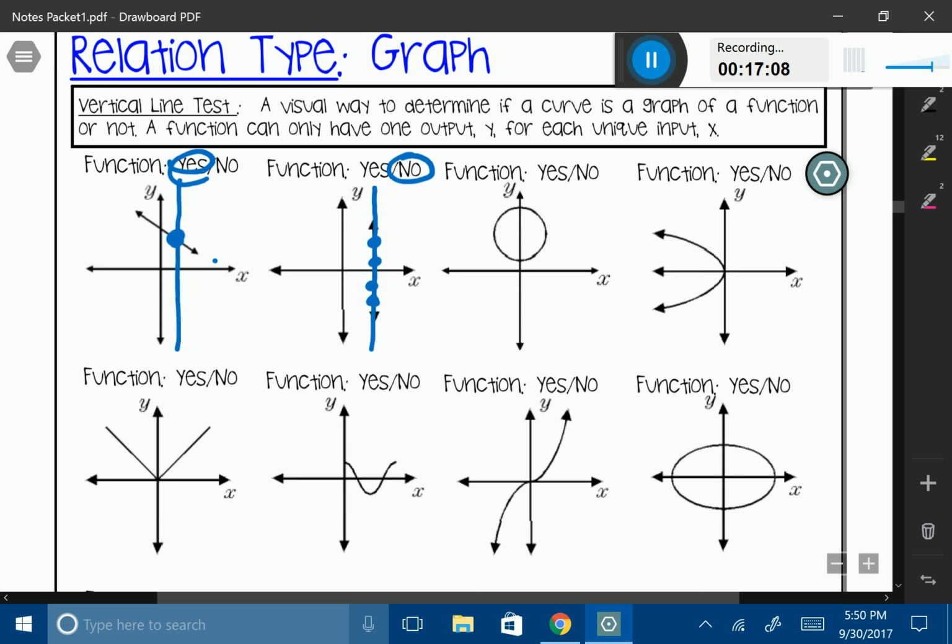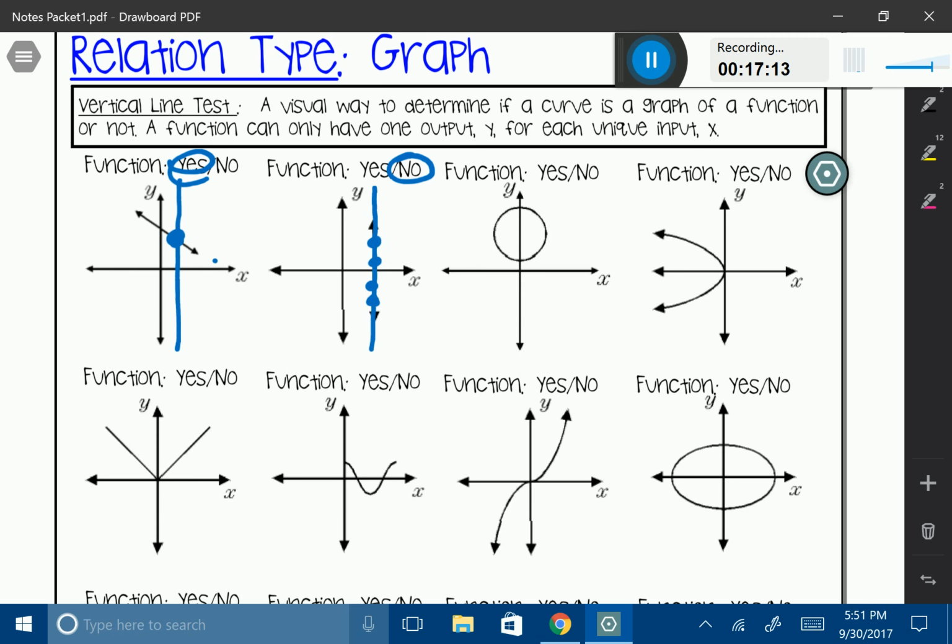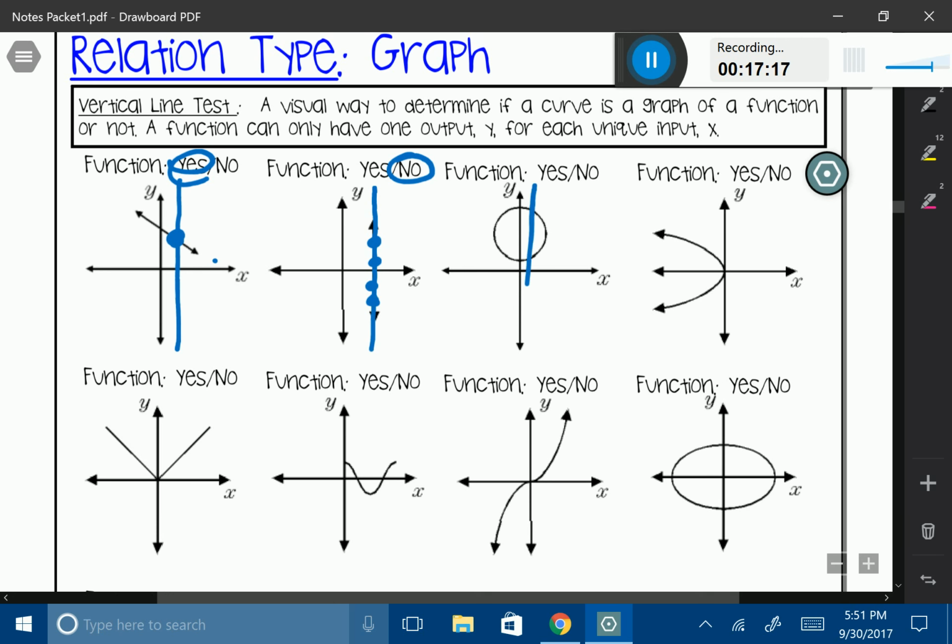Okay, let's look at this one. I have a circle. Let's go ahead and draw a vertical line. You can see that it is crossing it in two different places, and therefore it is not a function. All right, I'm going to draw another vertical line right on my graph, and I can move that line back and forth, and no matter where I put it, it will always cross it twice. So since it crosses it here and here, this is not a function either.